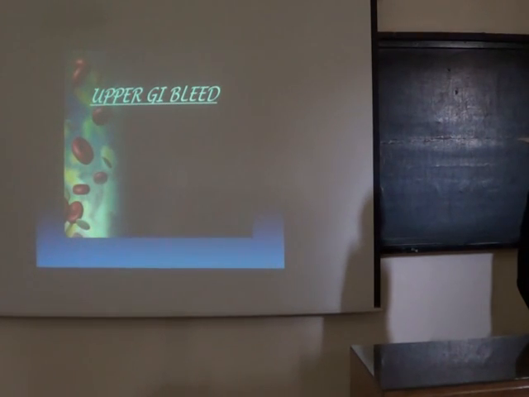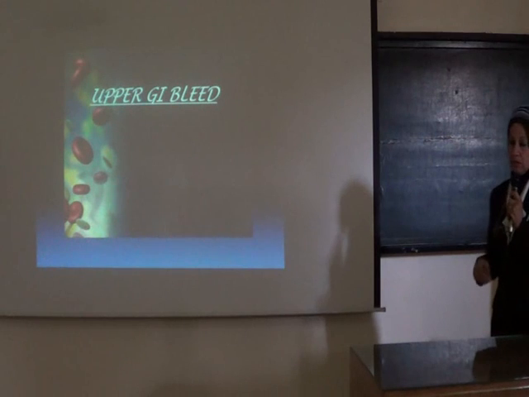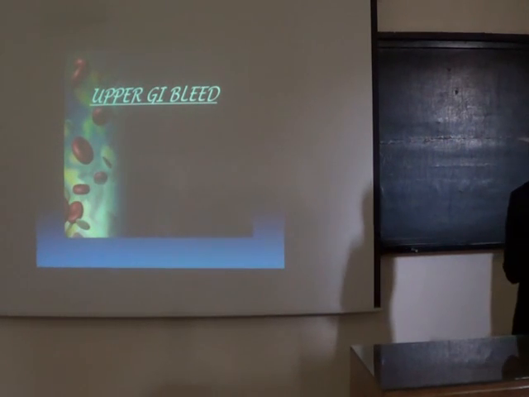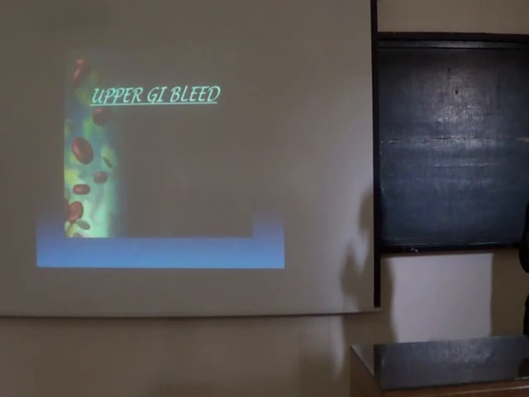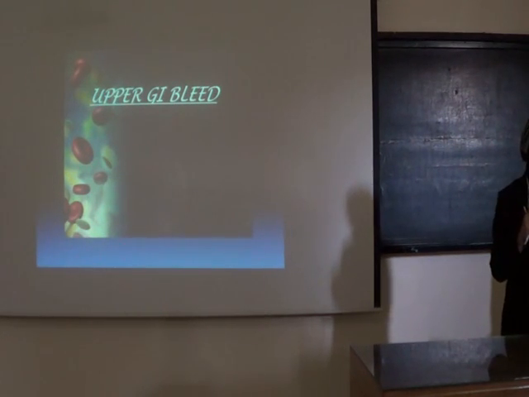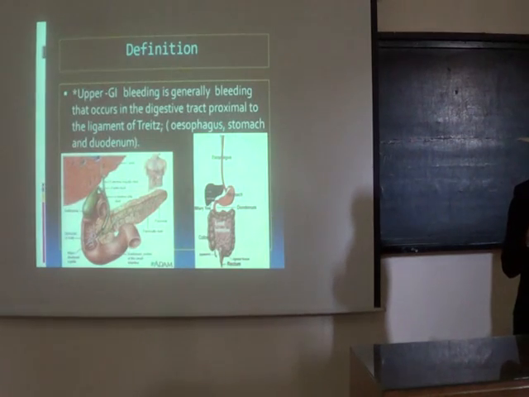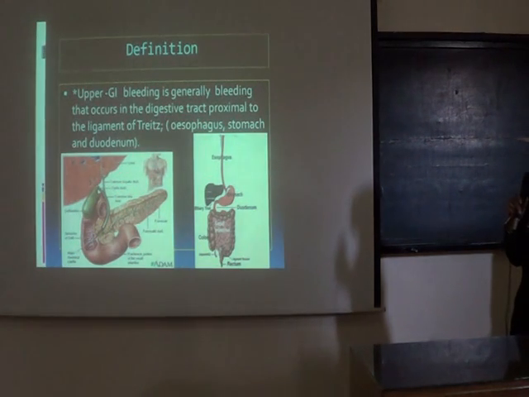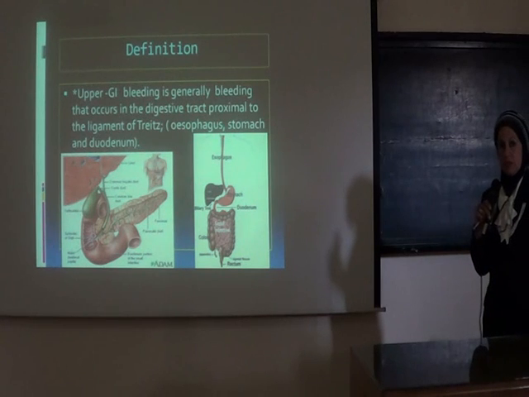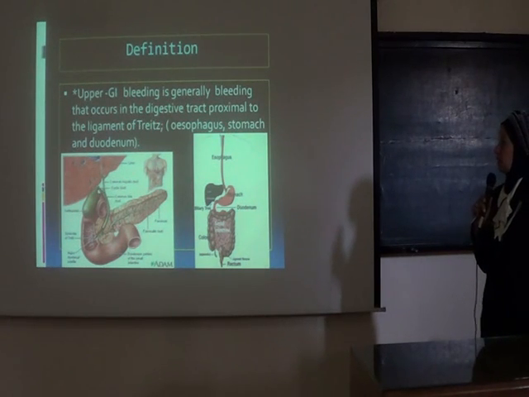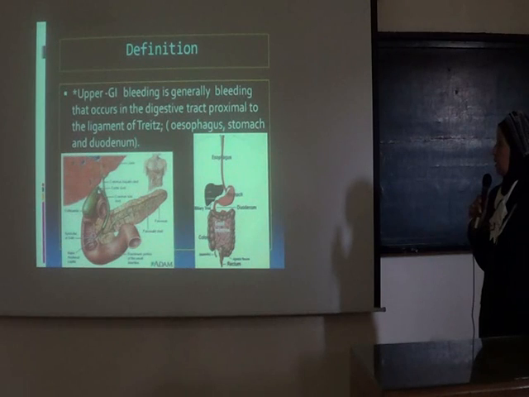For definition, we can classify GI bleeding in the gastrointestinal tract into upper GI bleeding, lower GI bleeding, and rectal bleeding. For simplicity, upper GI bleeding can be defined as bleeding that occurs in the digestive tract proximal to the ligament of Treitz. The ligament of Treitz is linked to the second part of the duodenum.